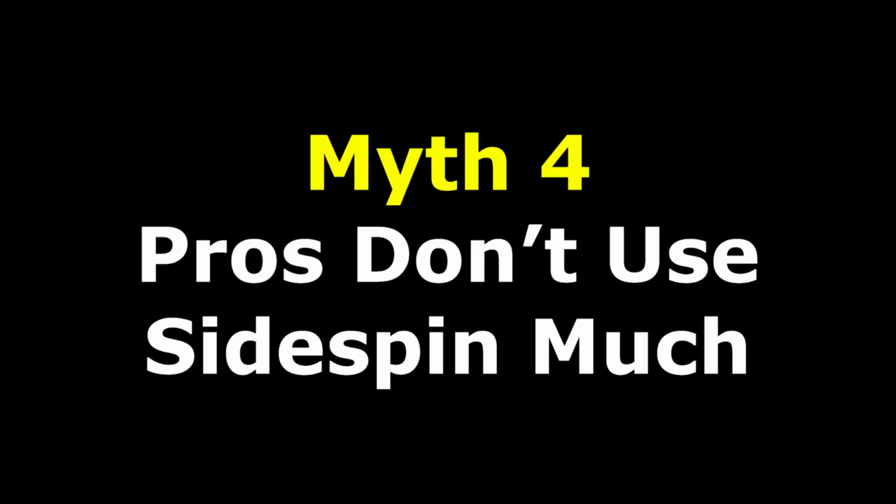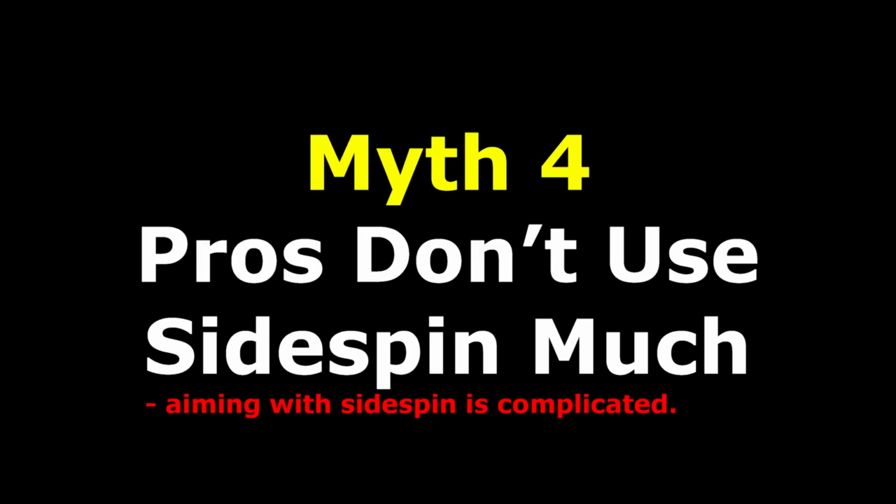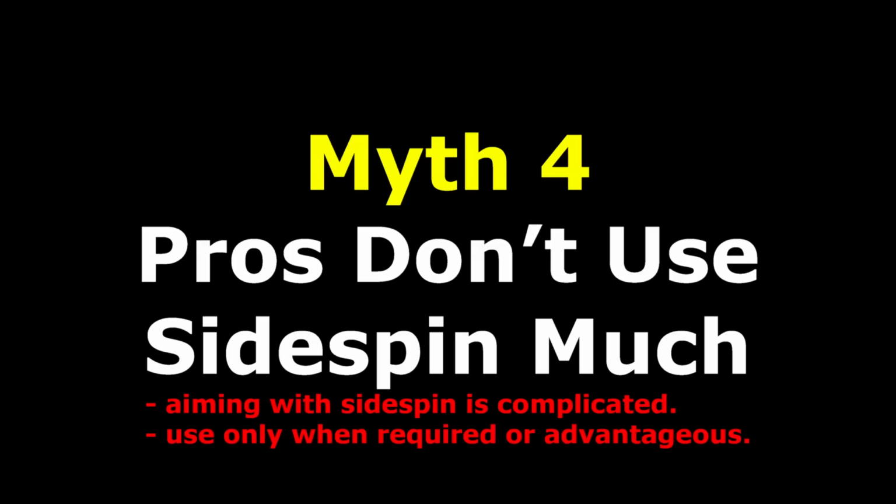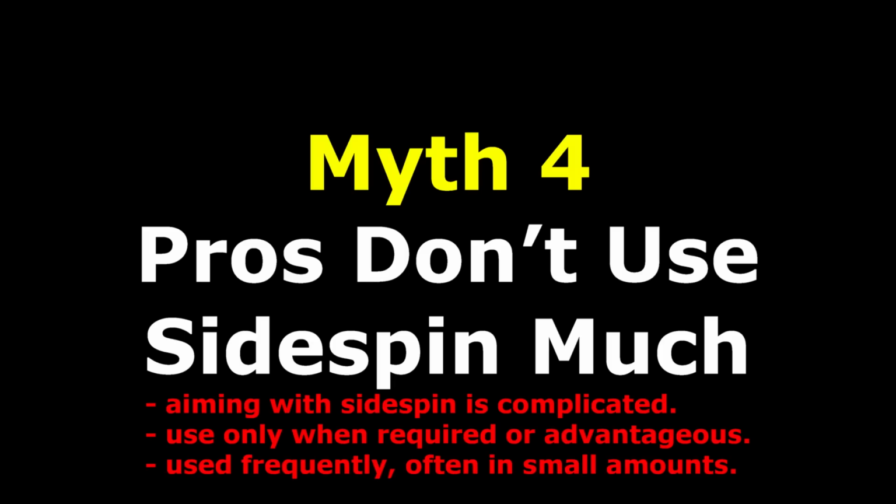Many people think top players don't use side spin much, but this is simply wrong. It is true that due to the complexities involved with aiming with side spin, it should be used only when it is required or when it provides an advantage, but top players do use side spin frequently, sometimes in only small amounts.